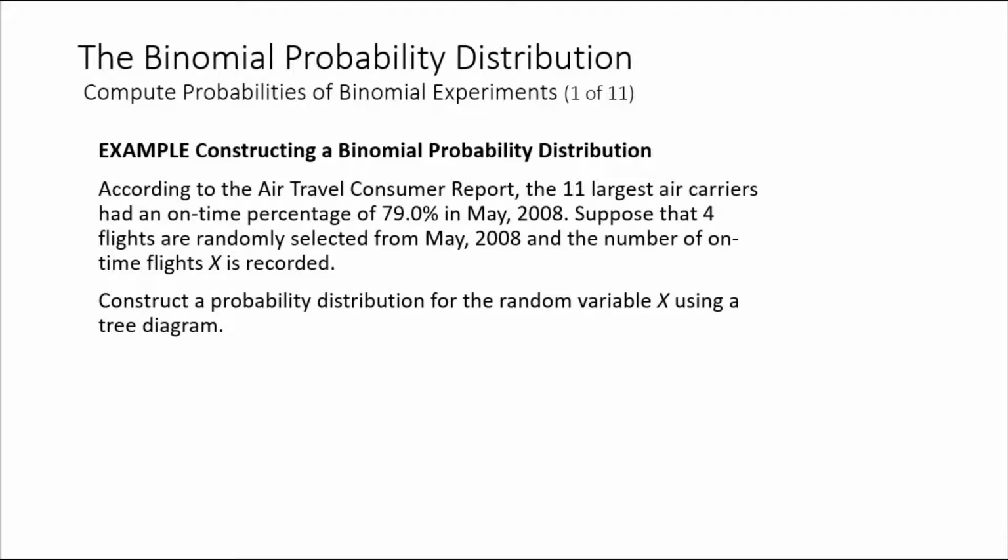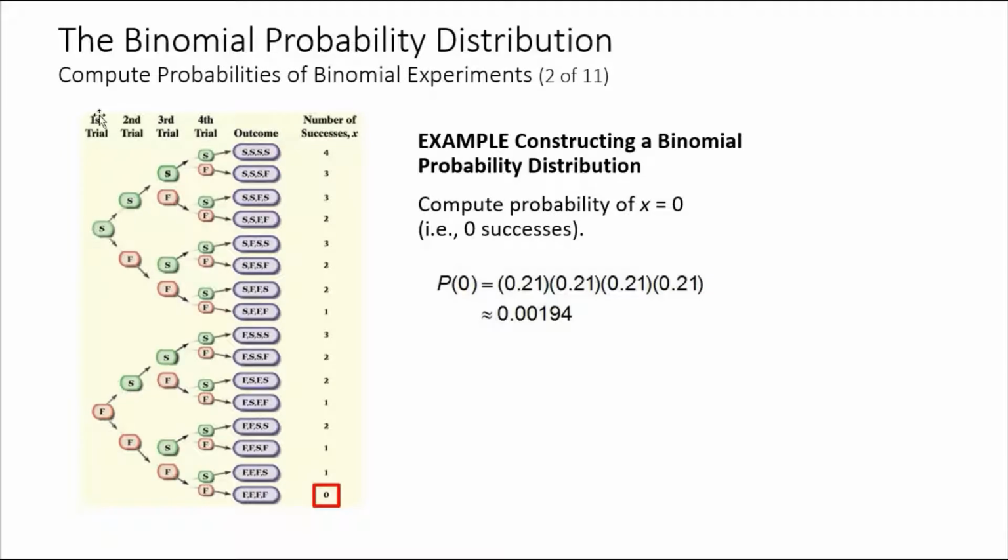So in this case, if we use tree diagrams, what are the possibilities for those 4 flights? The possibilities are, we're going to have the first flight on time or not on time, so we have success or failure. And then the second flight, if the first flight was on time, the second flight could be on time or could be not on time.